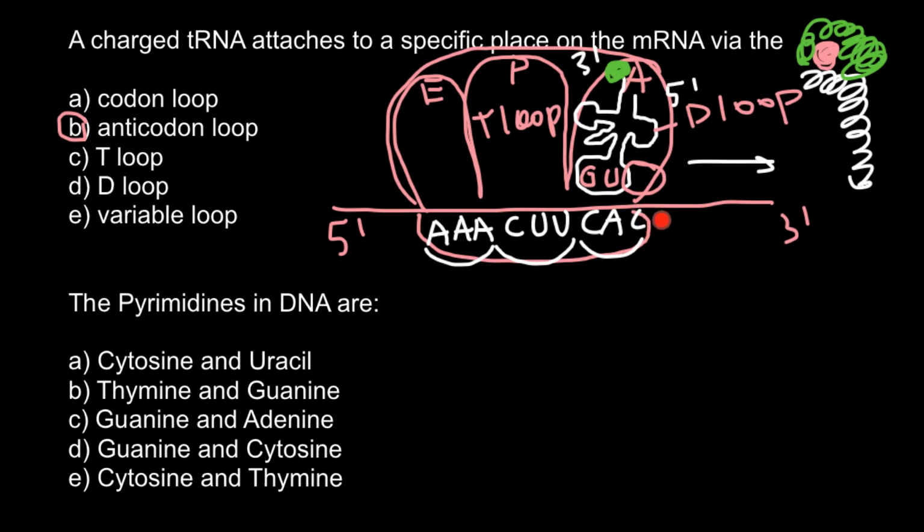So this is going to be the third position of the messenger RNA, but the first position in the anticodon, because tRNA is made from the 5' end to the 3' end. So if here it is going to be the third position in the codon, this is going to be the first position of the anticodon. And next question: the pyrimidines in DNA are, and you have to choose between these answers.